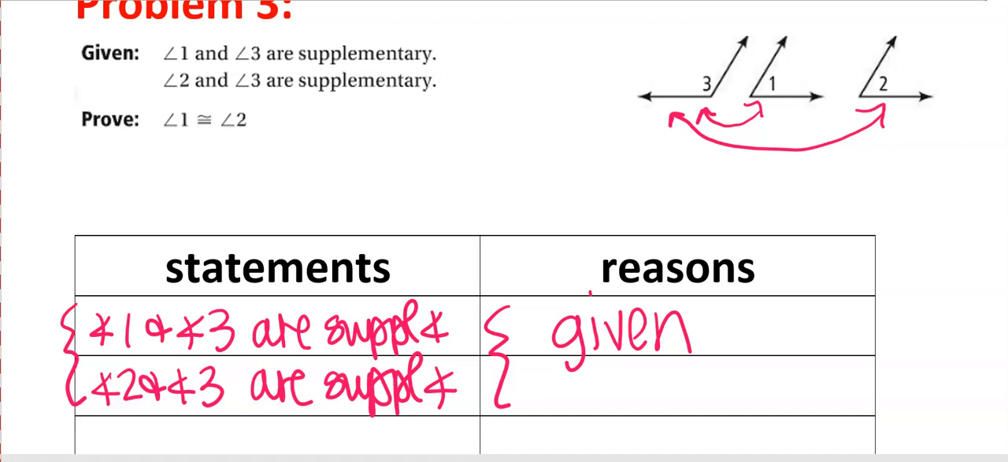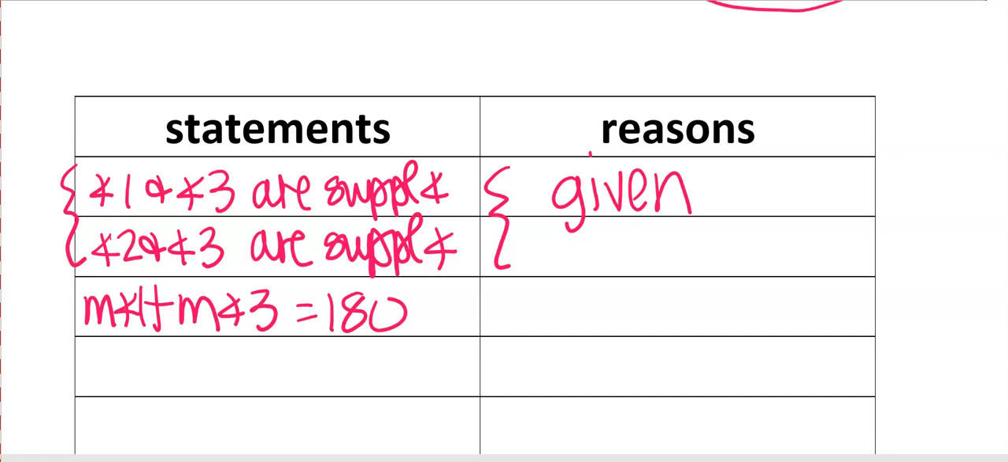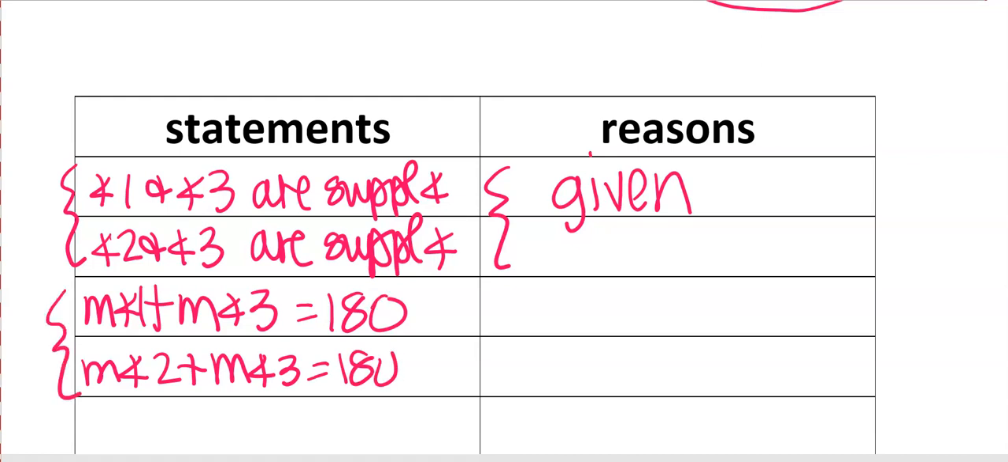So if they're supplementary, how many degrees do they add up to? 180. So I'm going to say measure of angle 1 plus measure of angle 3 equals 180. And could we not do the same thing with 2 and 3? We can. Measure of angle 2 plus measure of angle 3 equals 180. If there's a vocab word in the given, the reason is the definition of that vocab word.